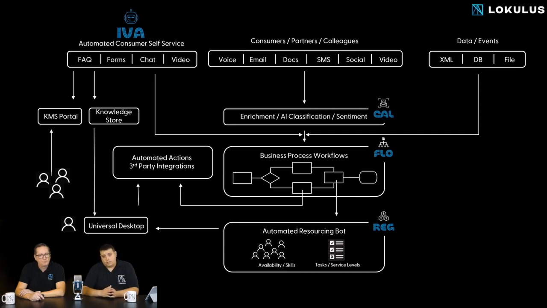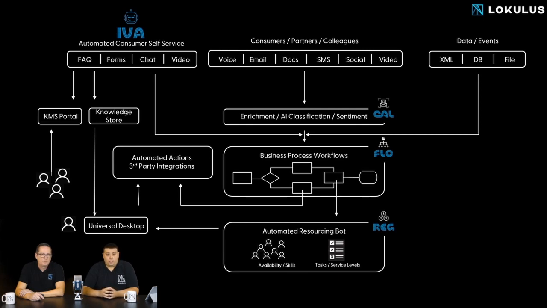Moving across to the side of the diagram, we've got a range of automated actions we can provide. So we have automated actions we can provide right inside the platform, like sending automated acknowledgements, serving up content, returning FAQs, and then we can integrate with third-party systems, and that's really where the value starts to kick in.